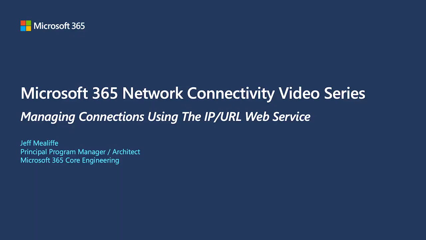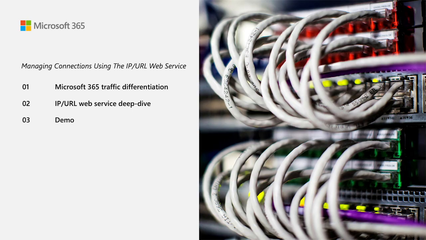I'm here today to talk about managing connections using the IP and URL web service, part of our network connectivity video series. So the first thing we'll talk about is a brief overview of Microsoft 365 traffic differentiation, how to identify traffic on your network that's associated with Microsoft 365, and then treat it in an appropriate way.